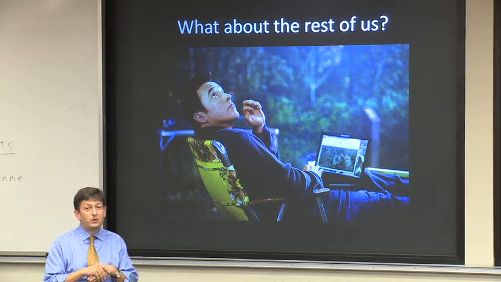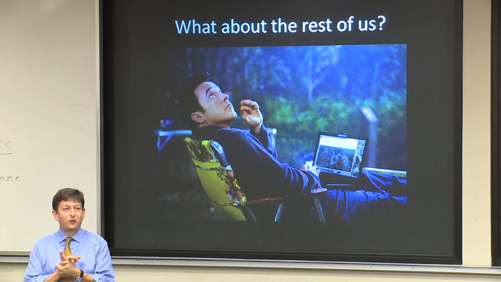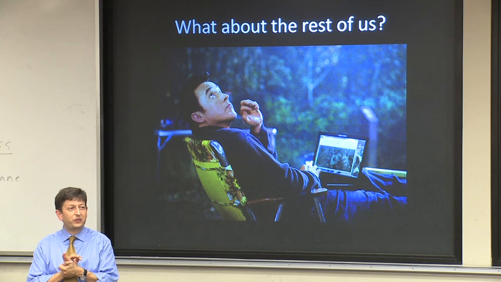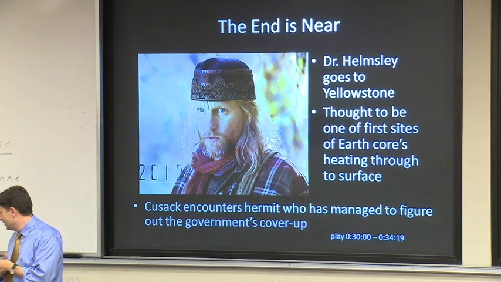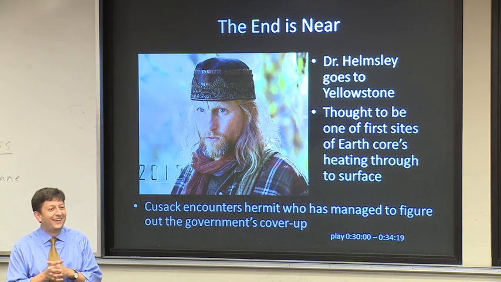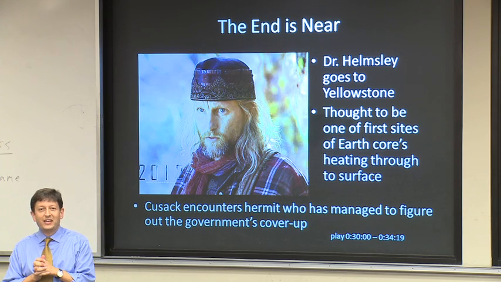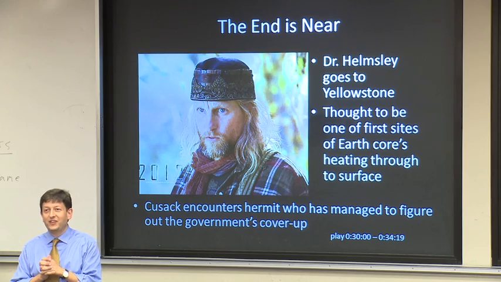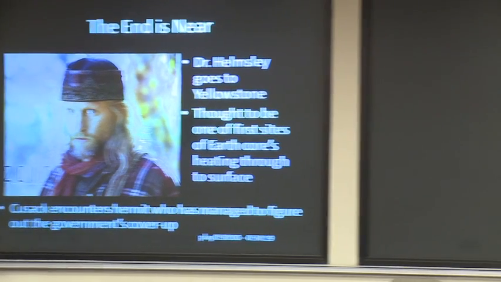The other character in the movie is John Cusack, and he plays your average Joe that happens to find out about the government cover-up by accident. He's gone to Yellowstone, where some of the scientists are doing their work to find out where the early volcanoes are going to erupt, and he happens to land upon Woody Harrelson. And he's your ultimate conspiracy guy. He's living out there in the woods, and he's figured it all out. He knows what the governments of the world are up to, and he's got a little radio broadcast. And I'm going to let him explain the real goings-on, because he explains it much better than I can.